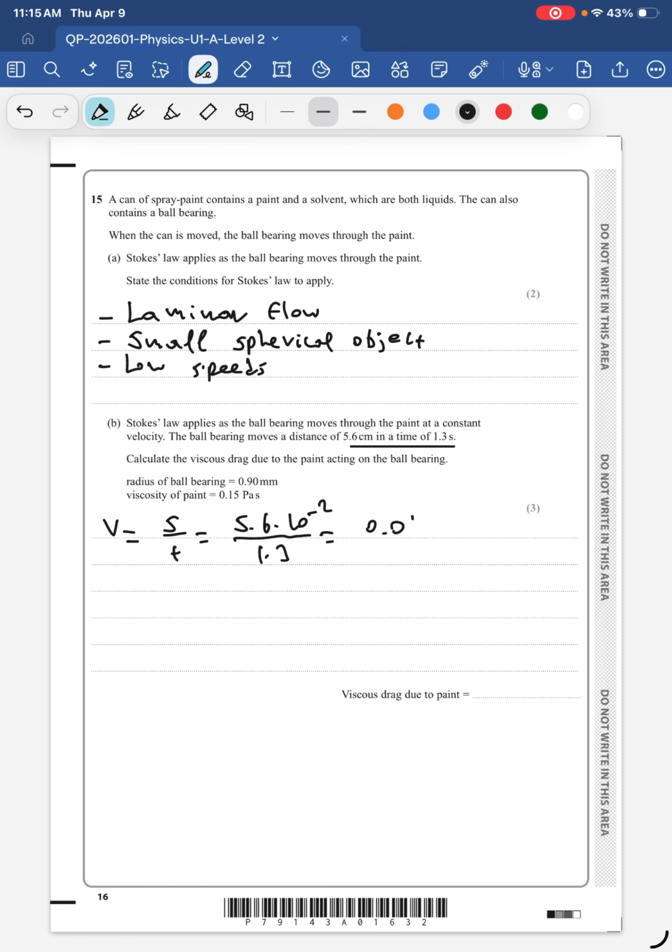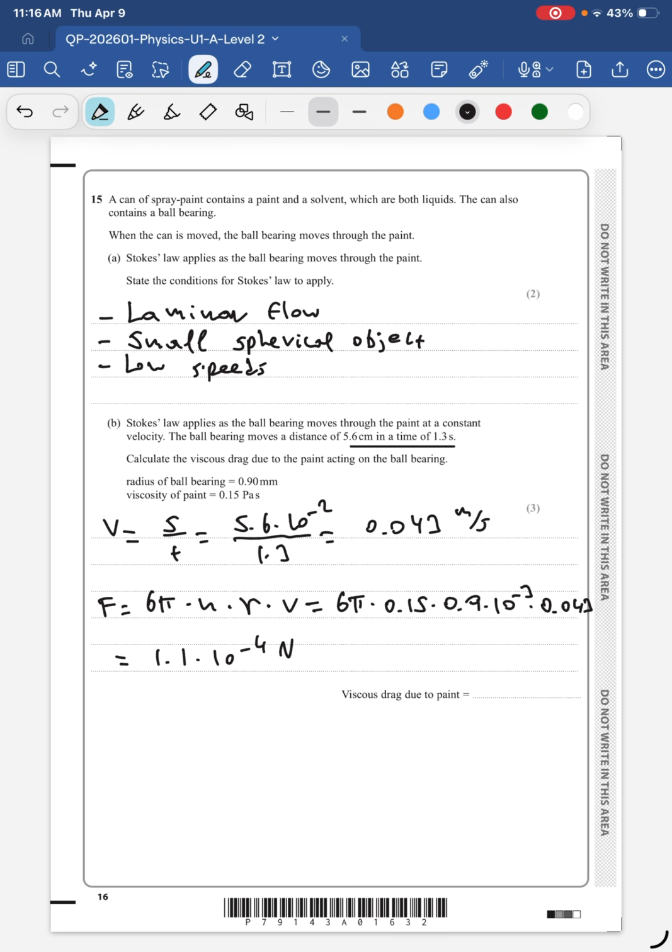This yields 0.043 meters per second. And then the force is just 6 pi times the viscosity of the paint, eta, times the radius, times the velocity we just calculated. So 6 pi times 0.15 times 0.9 times 10 to the negative 3, which is the radius, times 0.043, and this yields 1.1 times 10 to the negative 4 newtons.